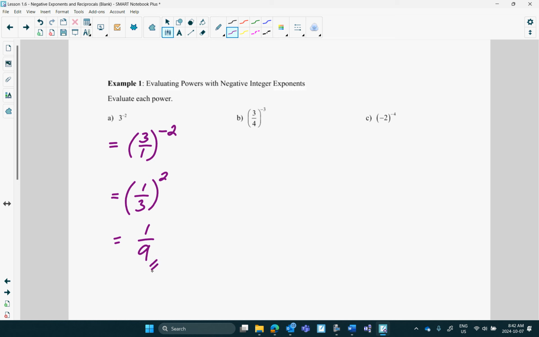The reason why you should write it like fractions is because what happens if the base is a fraction? Well, we follow the same pattern. How do I write this with a positive exponent? 4 over 3. And then this is just the same as doing 4 to the third over 3 to the third, which would give me a final answer of 4 over 7.